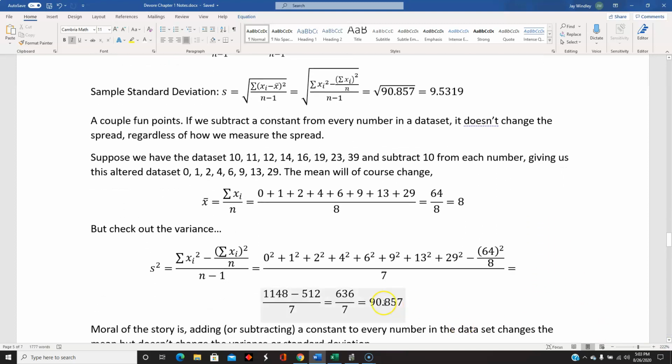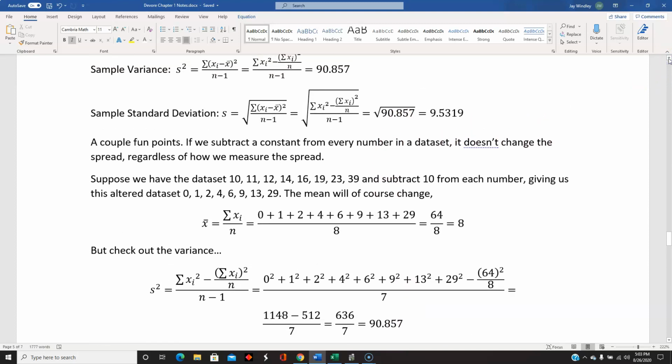I'm going to use the formula where I sum the numbers squared, so the numbers in my data set squared and added together, minus the sum of my numbers, 64, squared and divided by 8, and then the whole thing divided by 7. So this 1148 number we hadn't seen before, and the 512 we hadn't seen before, but when we subtract those, we get 636 again, which is exactly the same numerator we had earlier, and 636 divided by 7 is 90.857, which is the exact same variance that we had just a couple lines up here.